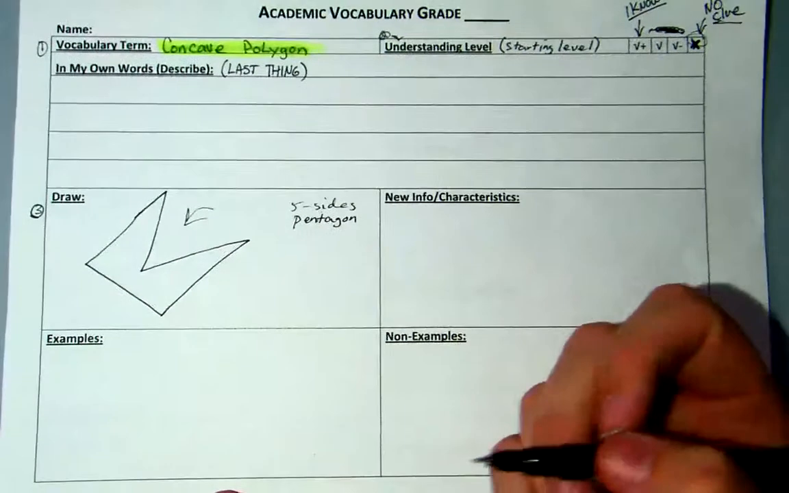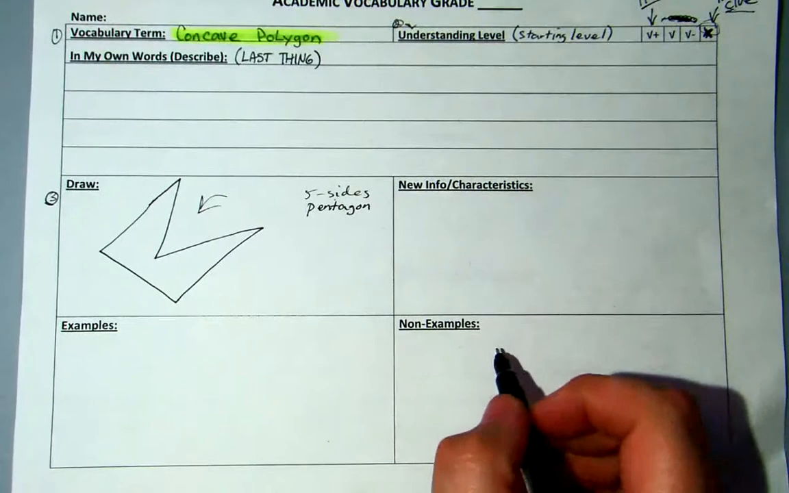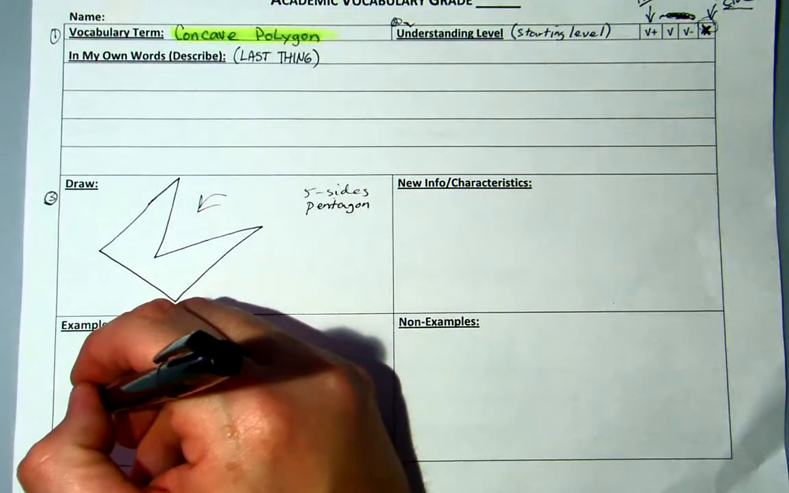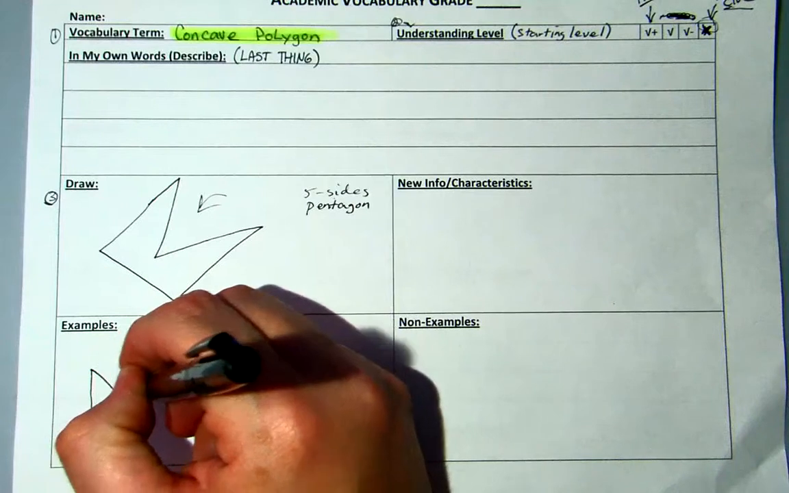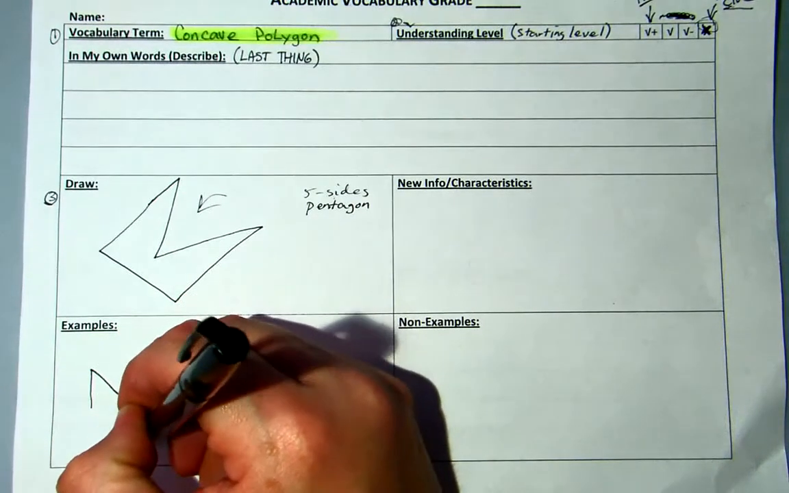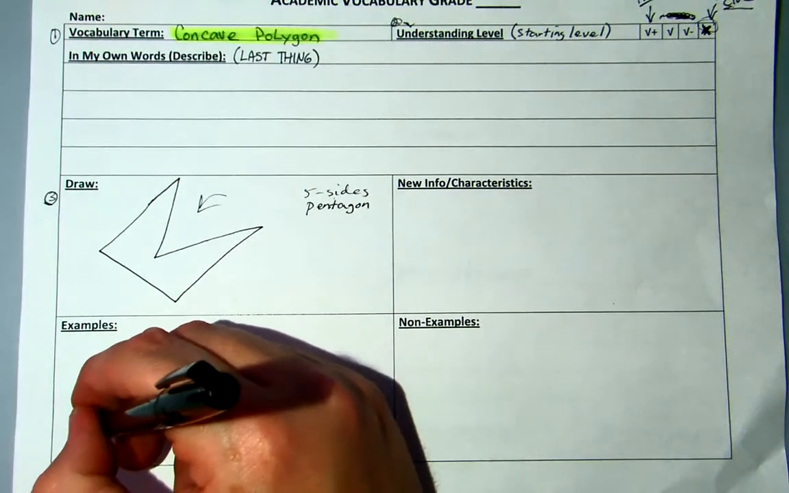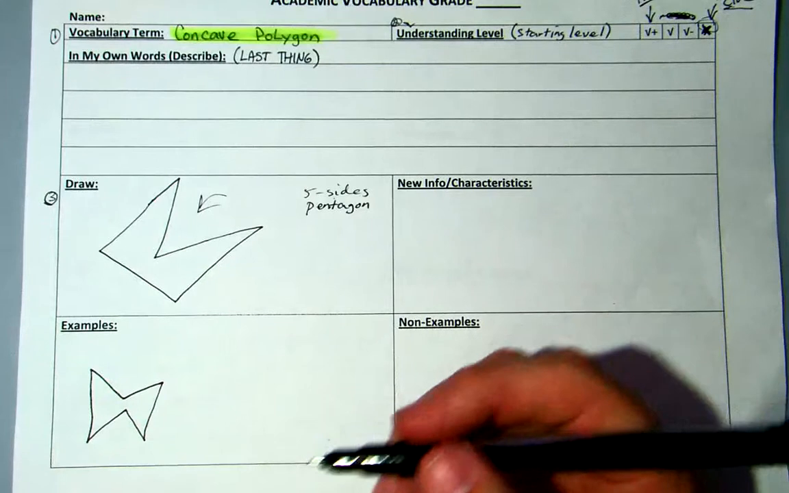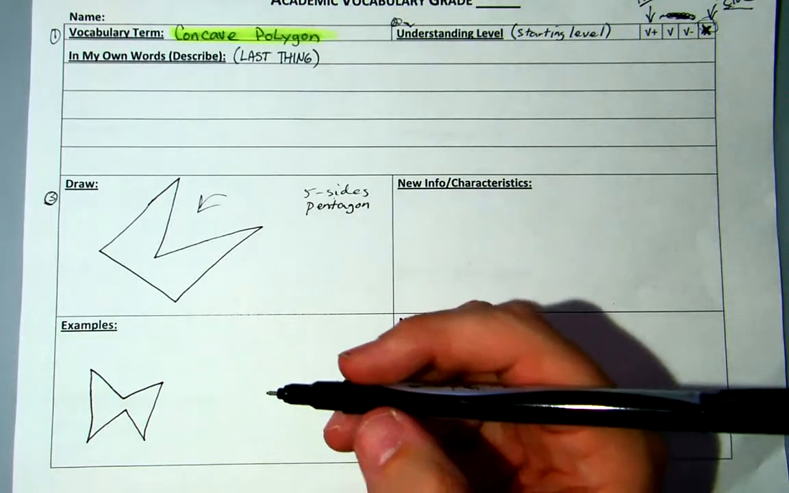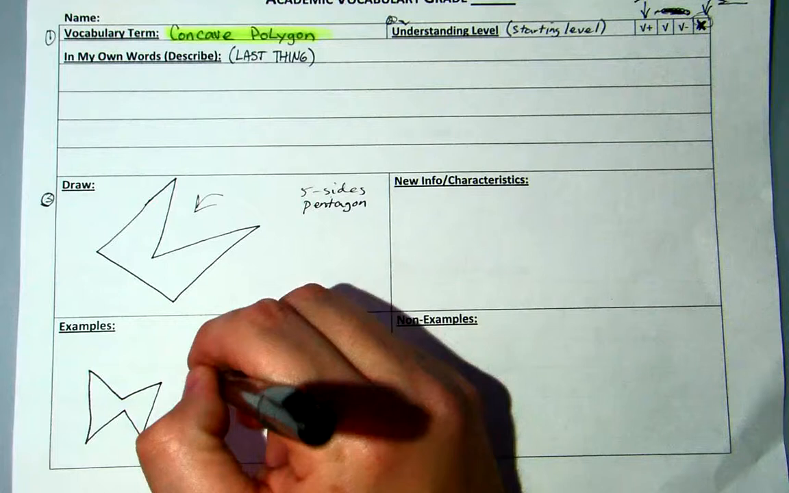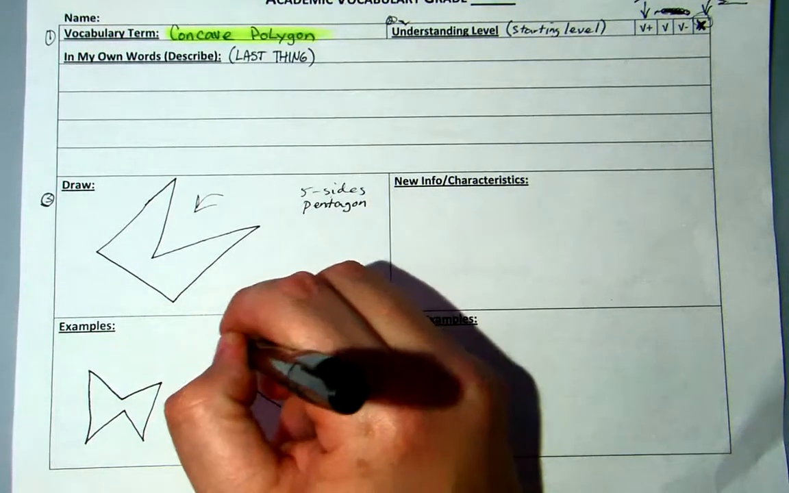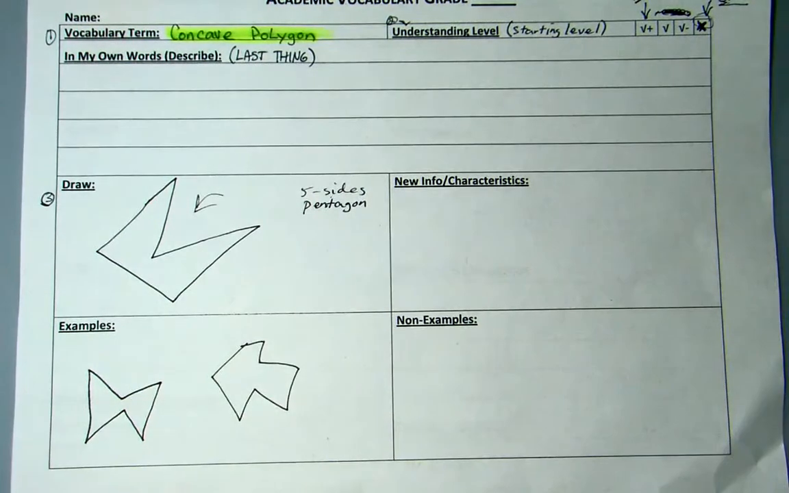Now, we can go to examples and non-examples next. You can have a bow tie. You can have a situation where you might have something like this. And you might have all sorts of different situations that you can deal with.